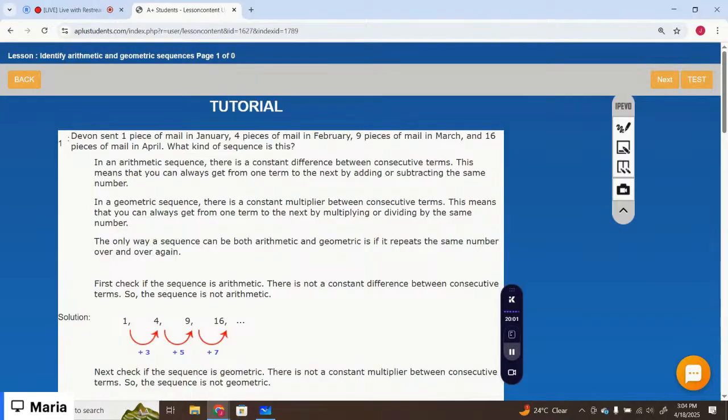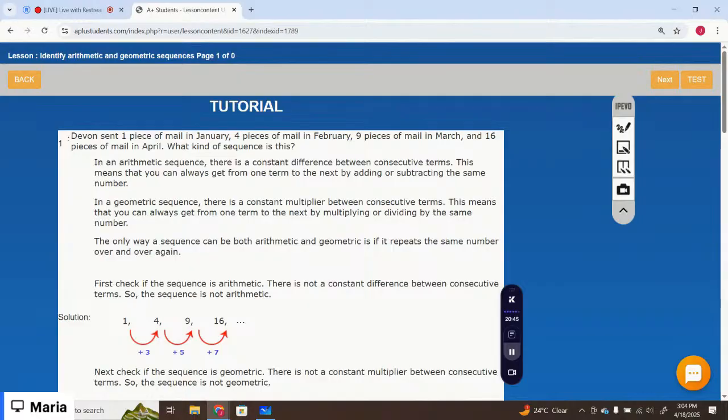First thing you need to understand is what arithmetic sequences and geometric sequences are. In an arithmetic sequence, there is a constant difference between consecutive terms. This means that you can always get from one term to the next by adding or subtracting the same number. In a geometric sequence, there is a constant multiplier between two consecutive terms. This means that you can always get from one term to the next by multiplying or dividing by the same number. So this is the difference between the arithmetic and the geometric sequence.